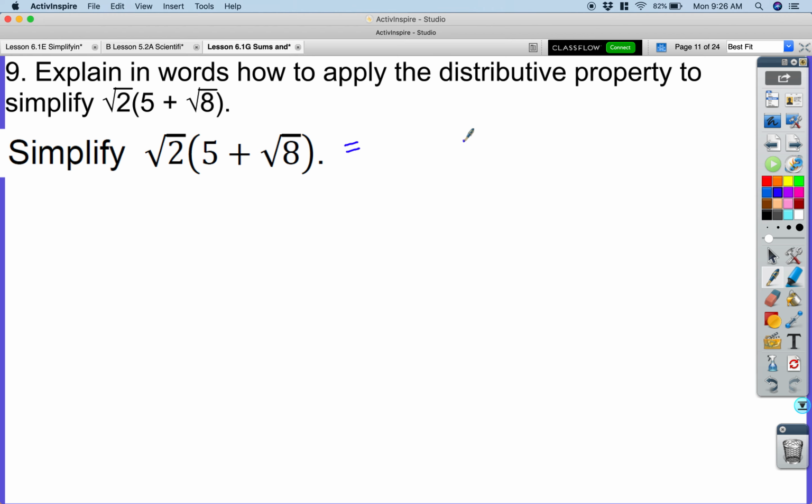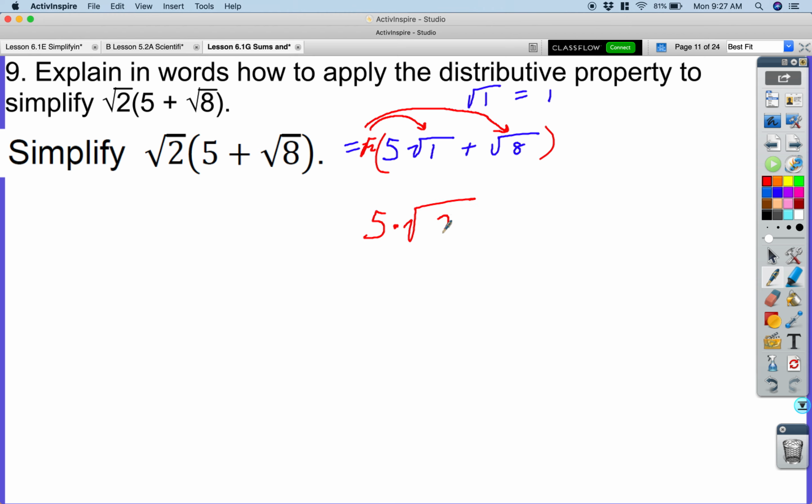Another way to think about this, guys, is if we thought what the square root of 1 is, it's just 1. So what this is saying is 5, and this part's invisible, square root of 1 plus the square root of 8. And what we can do is we can take this radical 2, and I can distribute it to each square root. So essentially what I'm going to have is 5 times the square root of 2 plus the square root of 8 times 2. This 2 got distributed inside to the radical 1 and inside to the radical 8.